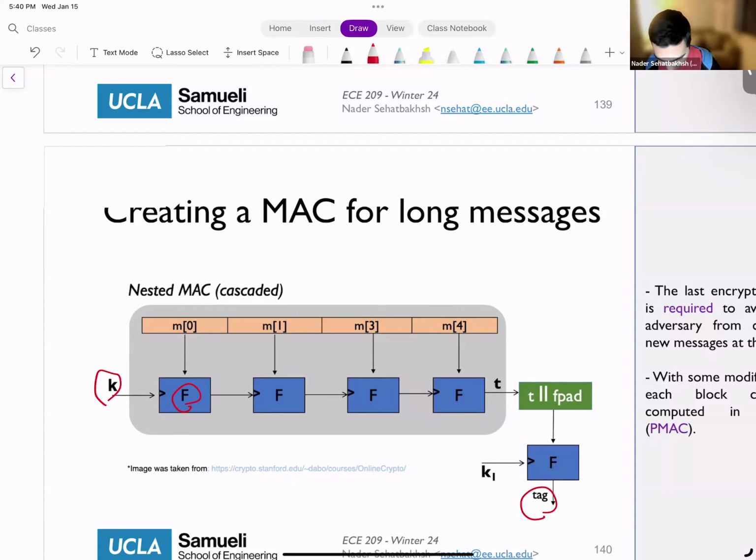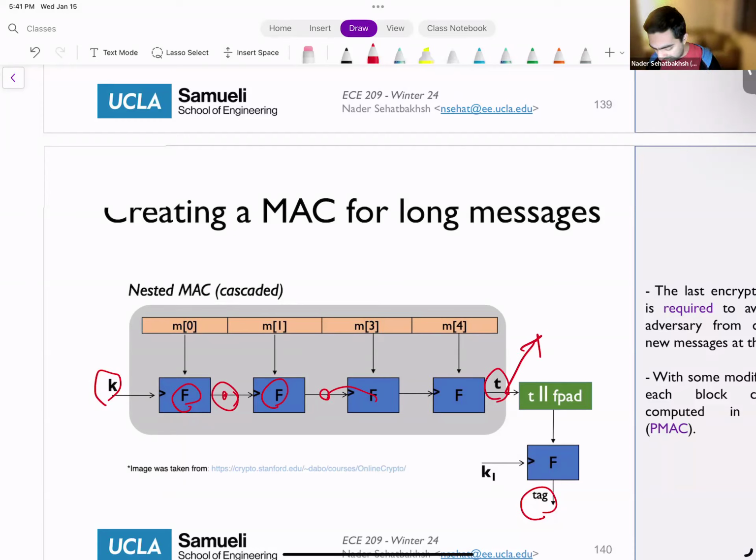So what we do is that we take the message 0, take the key, we compute the ciphertext here, we feed it to the next message. So basically the output of this becomes the key of this function, the output of this becomes the key of this function. At this point, we're going to have the final tag, okay? So one option, and one tempting option, is to send this as the tag. And in fact, initially, that's what people have used and suggested.